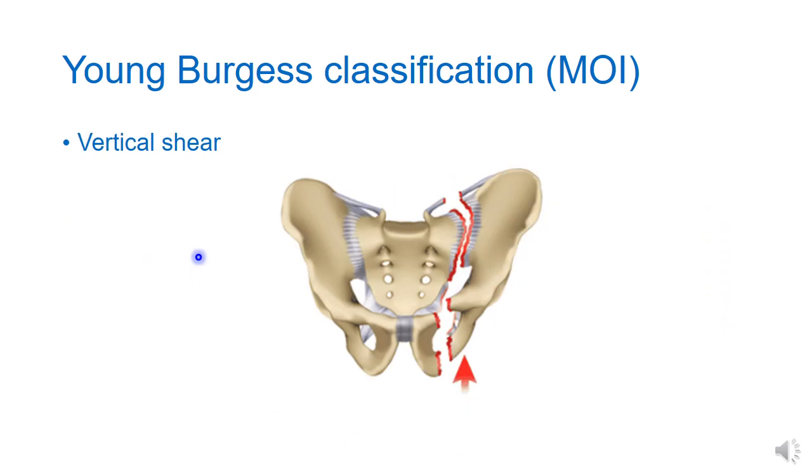The third mechanism of injury is called vertical shear. It's either like this diagram, through the ligaments, sacroiliac dislocation posteriorly, and anterior through the bone. It could be also through the bone anteriorly in the symphysis pubis. It could be through the bone posteriorly in the sacral foramina. There are multiple injury patterns.